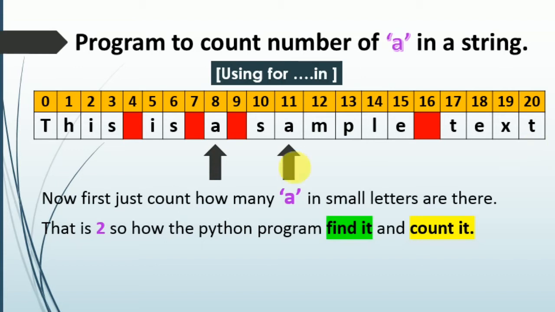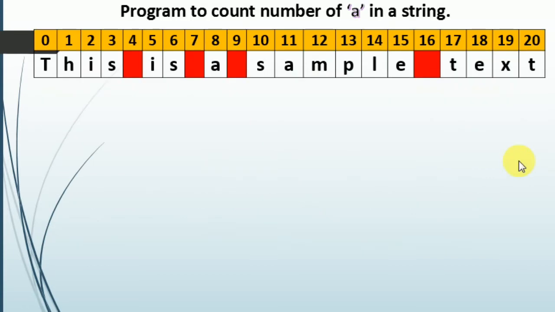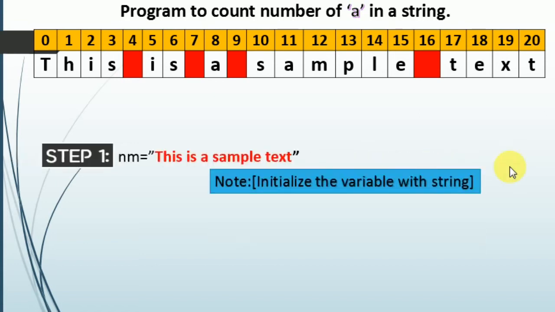Now first thing you need to understand, if we need to count, we need to have one variable also that is going to count that number of a in a string. So this is a program to count. So step 1. You already know that when step 1 is there, that means we need to initialize the string. So this is the first step. nm equals to, this is a sample text. This is a string that is going to be stored inside nm. That means this string that is given at the top is going to be inside nm. So it is the first line, because without initialization of the string you are not supposed to find out anything. So first line you need to write it down.